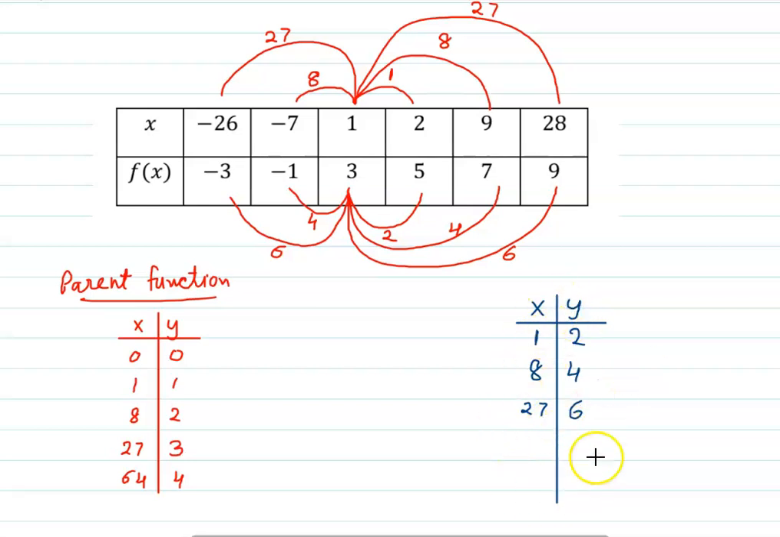Now we compare this table with the table of the parent cube root function. X values are matching, 1, 8, 27, but y values are not the same. The y values are multiples of 2. This gives us the vertical stretch. That means there is a vertical stretch of 2. X values are the same as the parent x values, so there is no horizontal stretch.